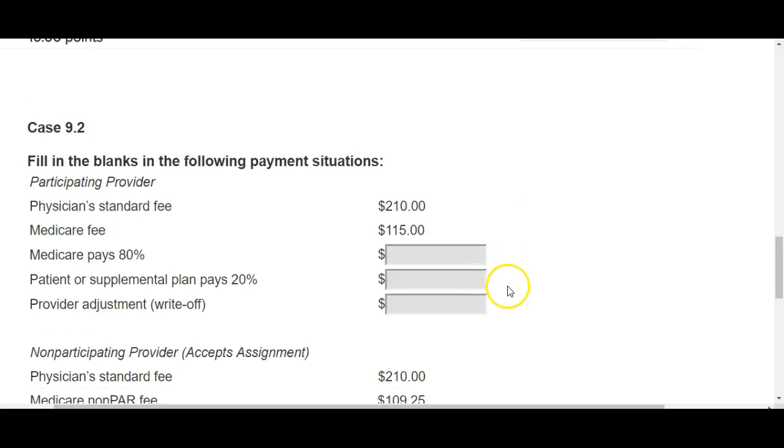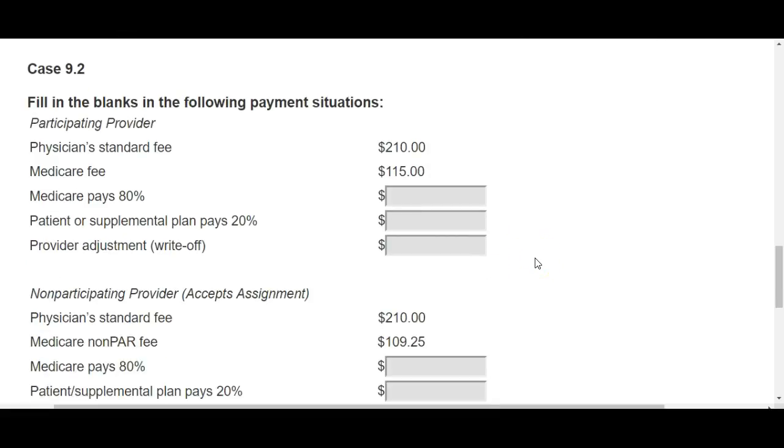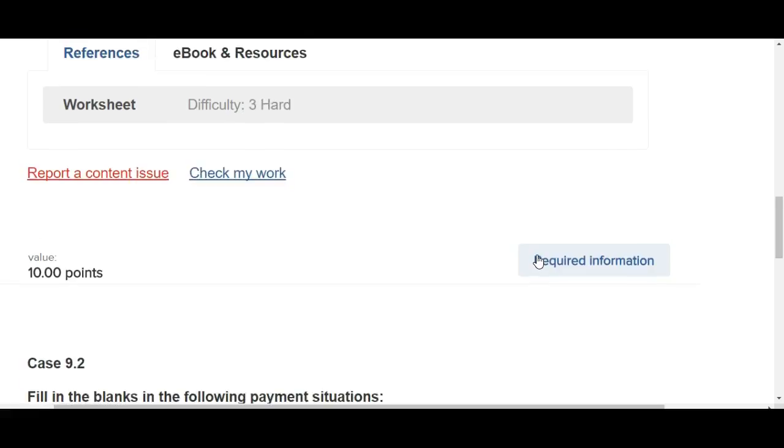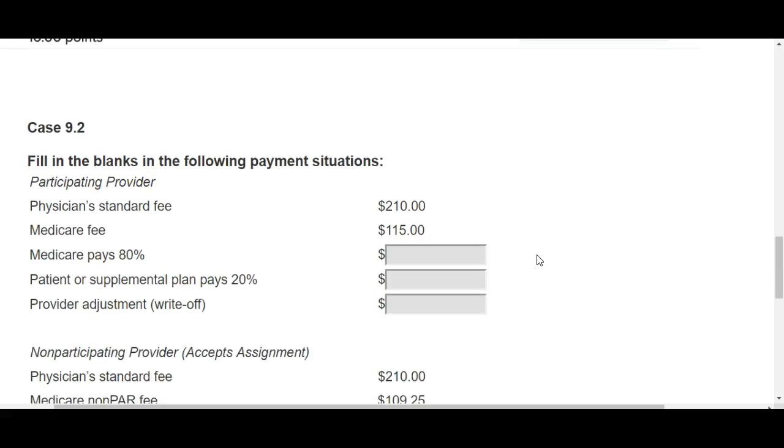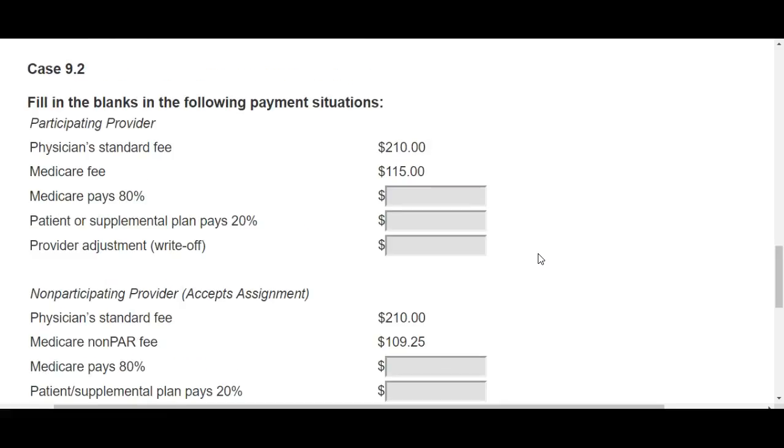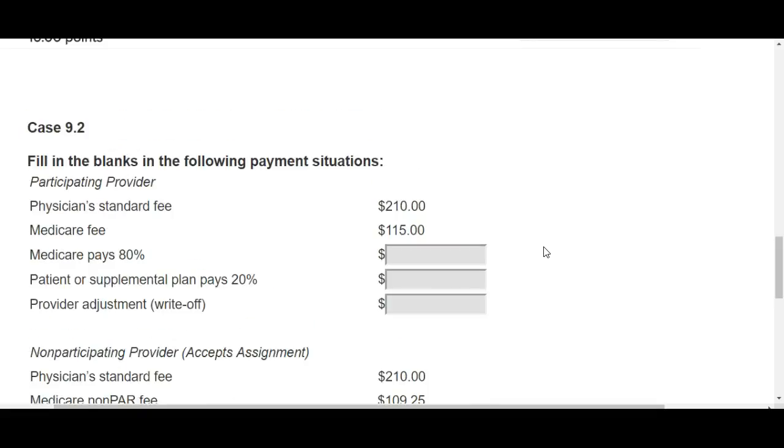Okay, so case 9.2. This is number 15, I think. Case 9.2, we're going to fill out the blanks here. The physician standard fee is $210. The Medicare fee is $115. Medicare pays 80%, the patient or supplemental plan pays 20%, and the provider adjustment, or the write-off amount, we're going to have to figure out too.